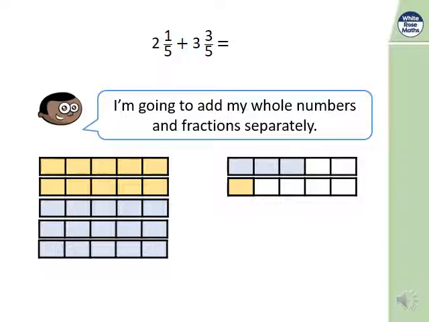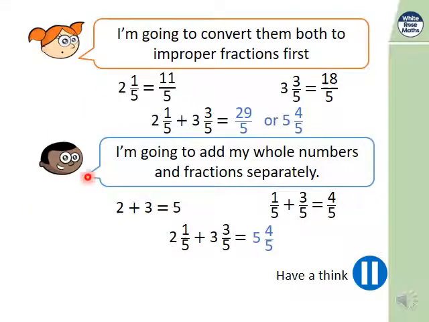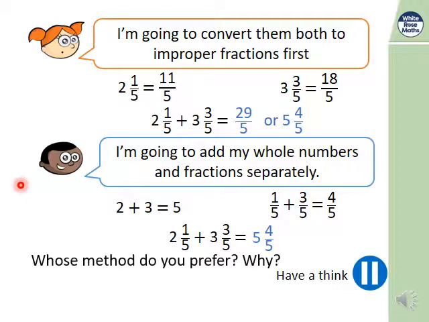So now he's doing 2 add 3 equals 5. Then he's moving his 1/5 and 3/5 to find out what 1/5 add 3/5 is. And that is 4/5. So his total is 5 wholes and 4/5. So there we had 2 different methods of doing it. They both got the same answer, but they did it in 2 very different ways. Have a think for 10 seconds. Whose method do you prefer and why?